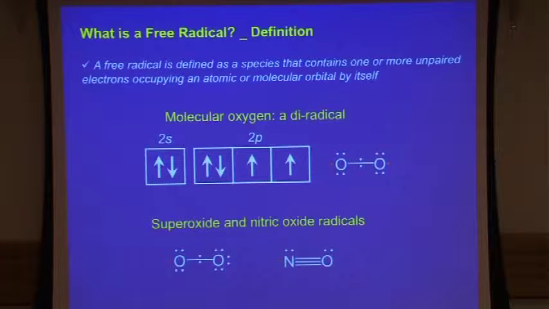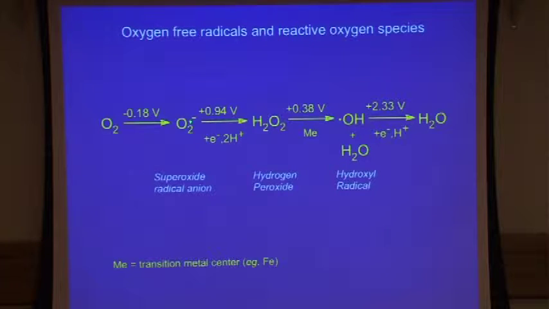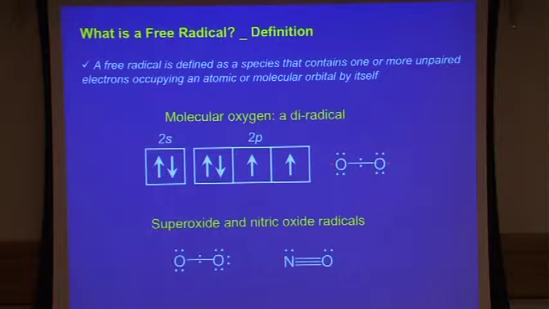But what is a free radical? If I go back, this is a free radical indicated by this dot that indicates an unpaired electron in the upper orbitals. A free radical is defined as a species that contains one or more unpaired electrons occupying an atomic or molecular orbital by itself. Molecular oxygen is a free radical, not very reactive, but for example, superoxide and nitric oxide are free radicals.